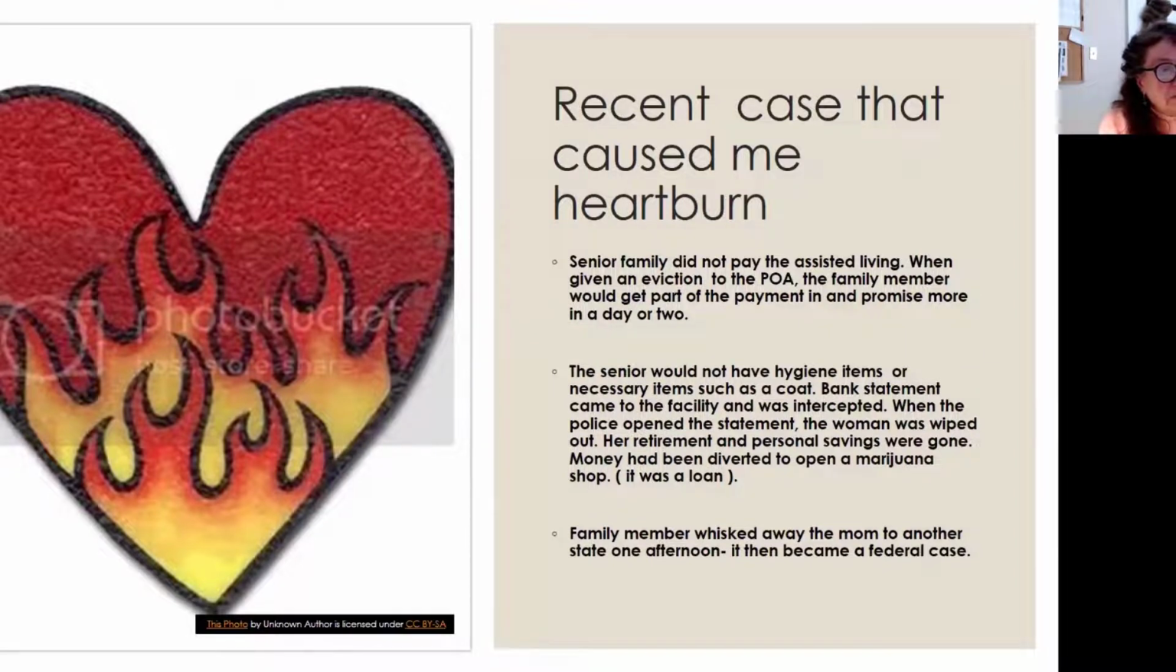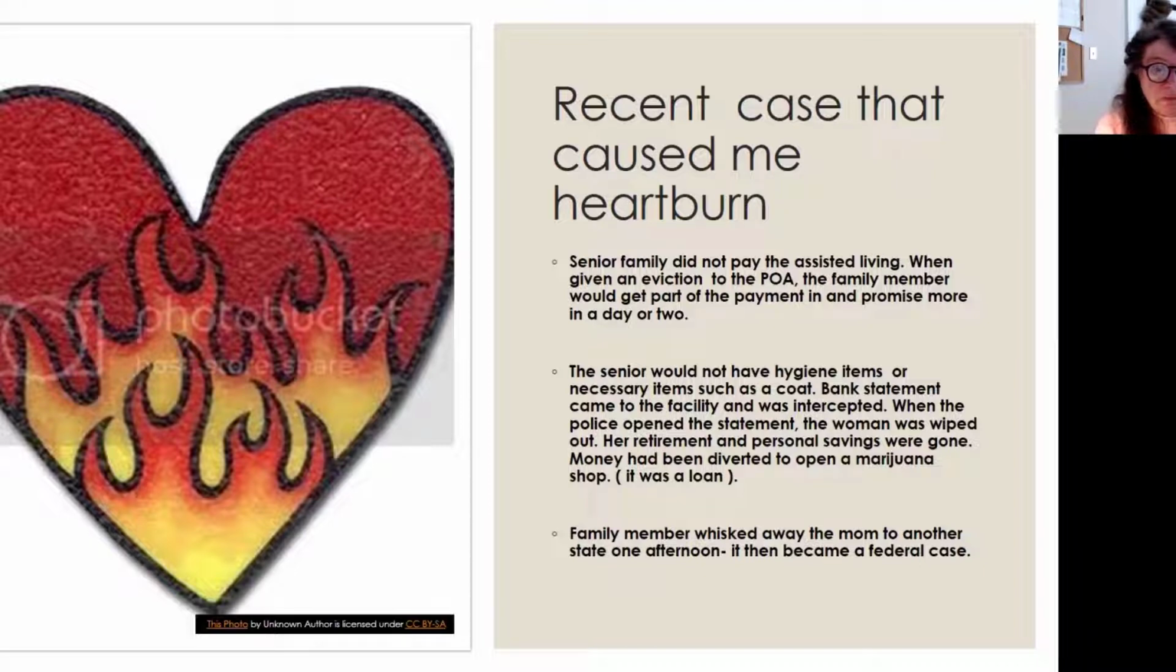This particular case caused me a major amount of heartburn. So we had a lady in her 90s that actually worked until she was 90. She was a vice president of a company. She had a car accident and had a head injury, and then the dementia set in quite rapidly. And so the family tried to take care of her and couldn't. And then the daughter decided that she needed an assisted living, and she moved into the assisted living.